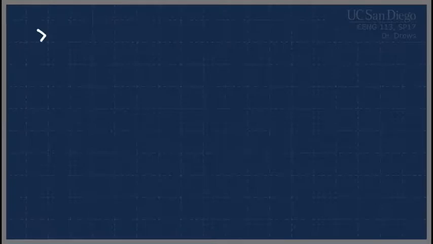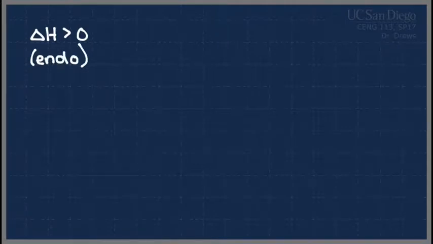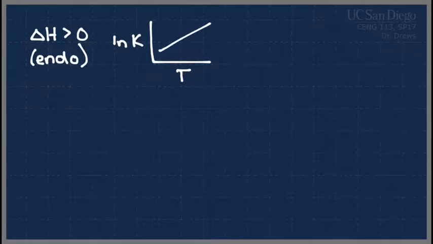So in the case of delta H being greater than 0, anybody remember that one? It's called a what kind of reaction? Endo. That's the one that doesn't happen all that commonly. But if delta H is positive, that says if I plot the natural log of K versus temperature, it's generally going to go up.